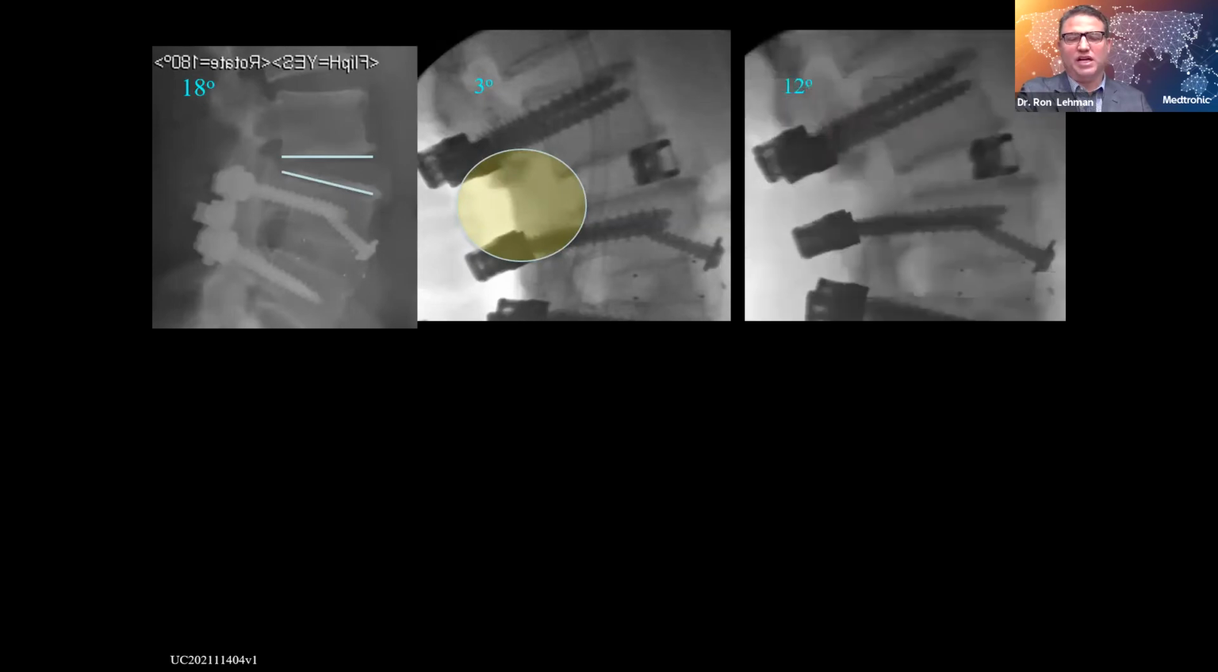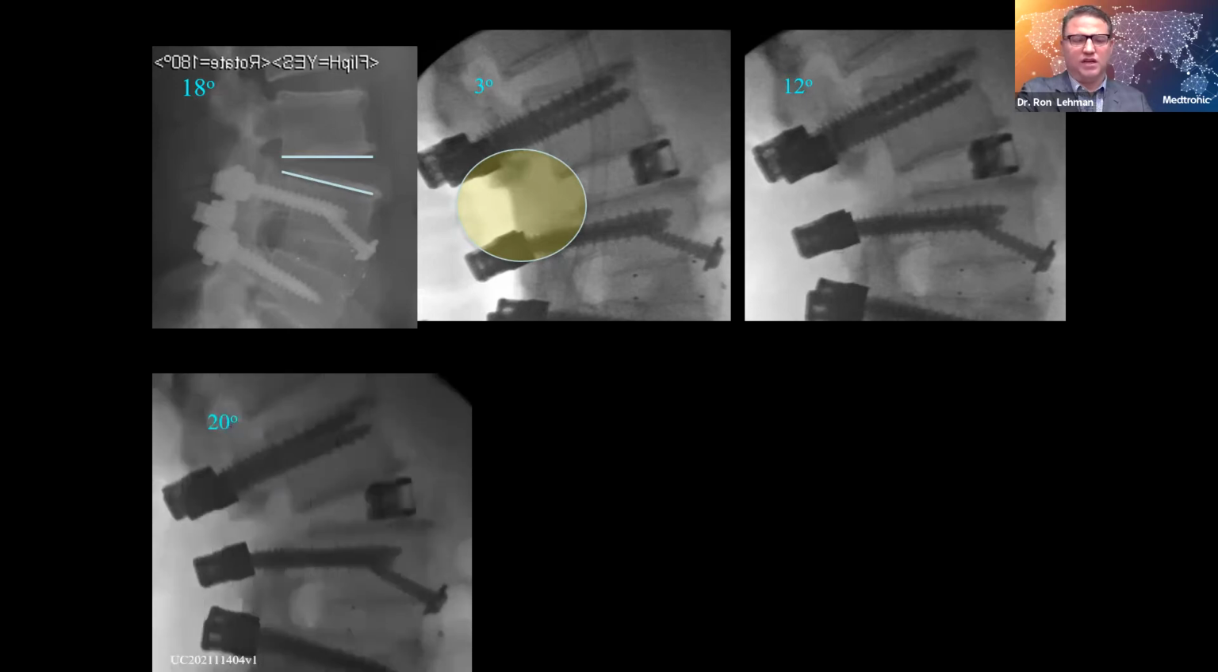And then we begin by using the table to help get the correction first. So we get to 12. We then take it into full lordosis, and now we end up with 20 degrees on the table at that level. And this is just from positioning and really the table coming back into relative lordosis.